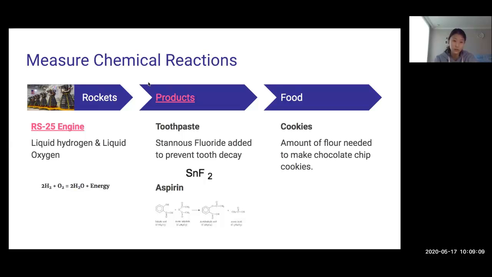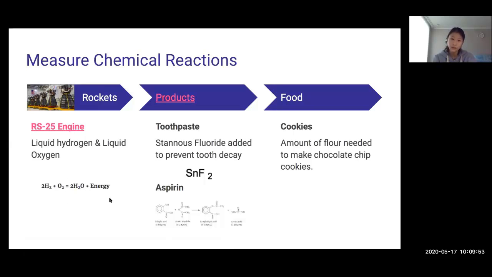So here we can see rockets which need to be calculated using stoichiometry. So we have the RS-25 engine in NASA, and these are basically fuels for the space shuttle, which take people and other things into space so that the International Space Station can use those things. So the RS-25 engine is fueled with liquid hydrogen and liquid oxygen, as we can see, and this would create a byproduct of water and energy for the fuel of the space shuttle.